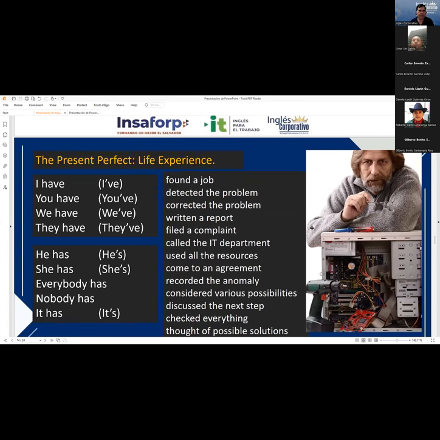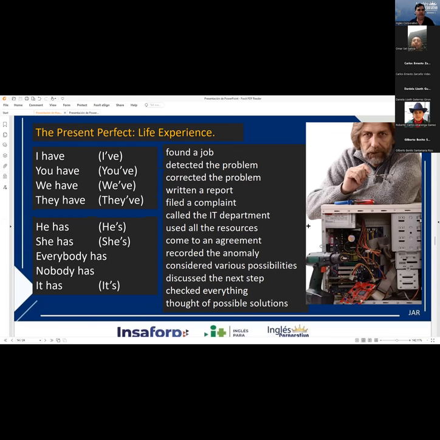Okay. The present perfect, life experience. We say, I have, contracted: I've. You have: you've. We have: we've. They have: they've. He has: he's. She has: she's. Everybody has, or everybody's, right? Nobody has: nobody's. It has: it's.